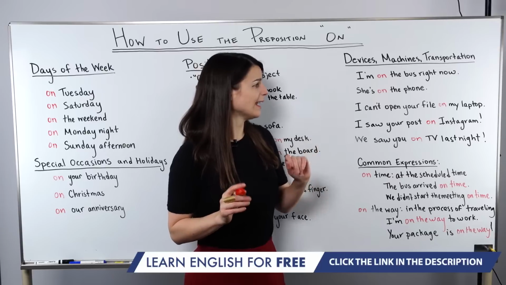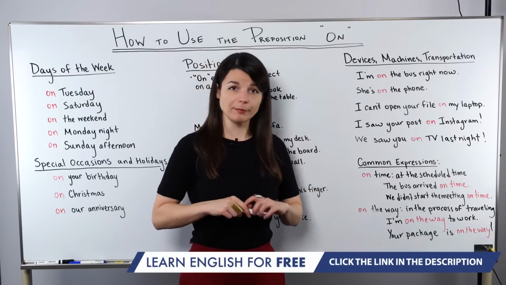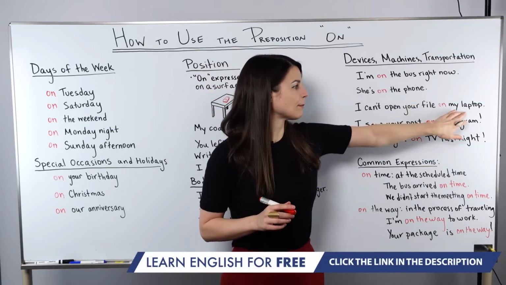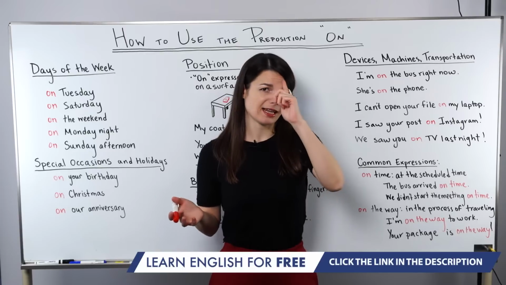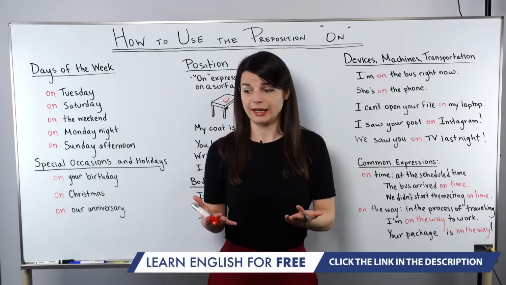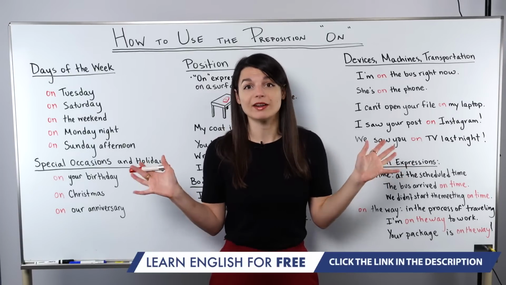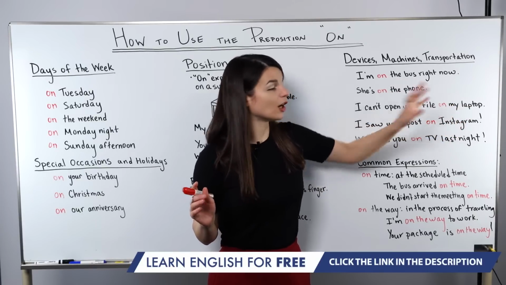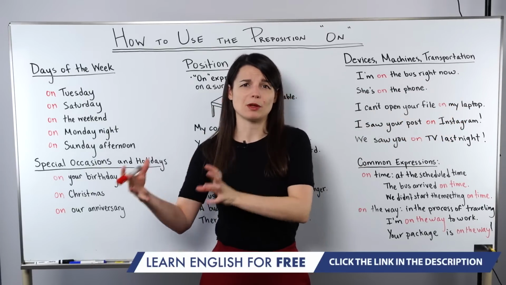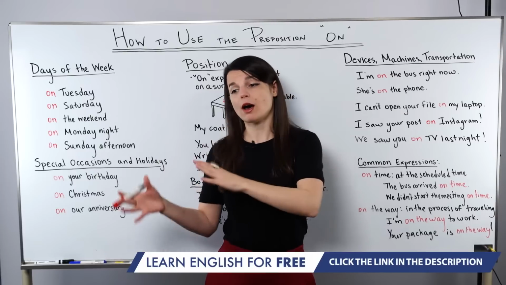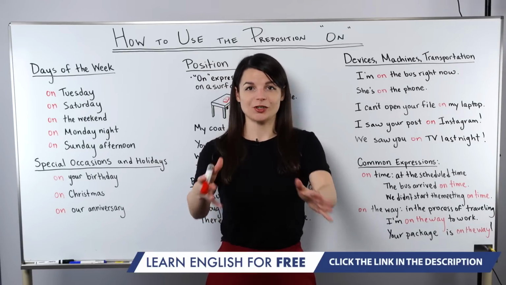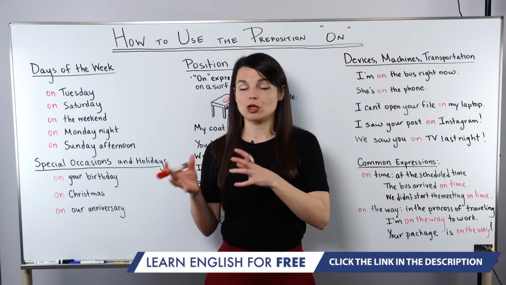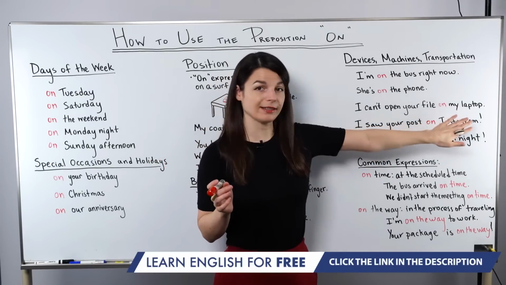Another one, I can't open your file on my laptop. So here, we're using laptop, but you could use any device. Like, I can't open this file on my phone, or I can't open this file from my tablet, or whatever. You can use a type of device and use on to refer to doing something with that. Like, I edited this video on my computer, or we're shooting this video on such and such format. So you can use on to talk about devices.